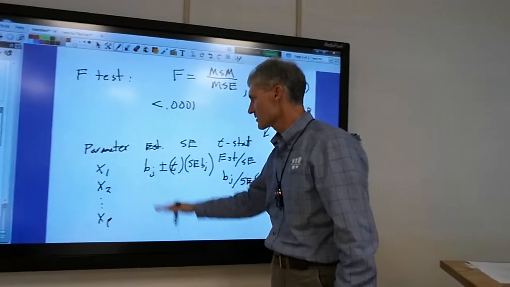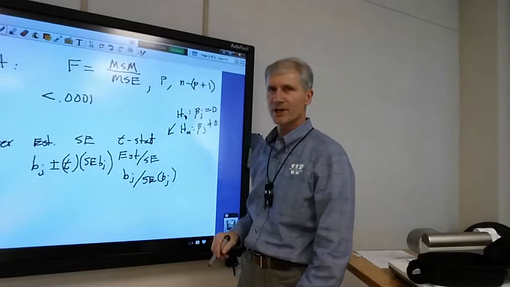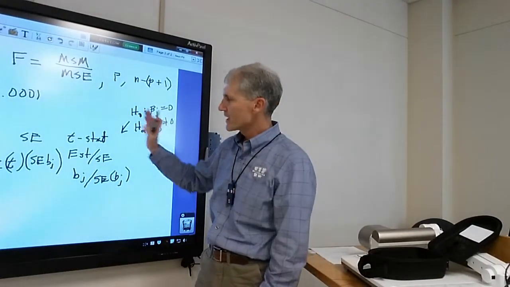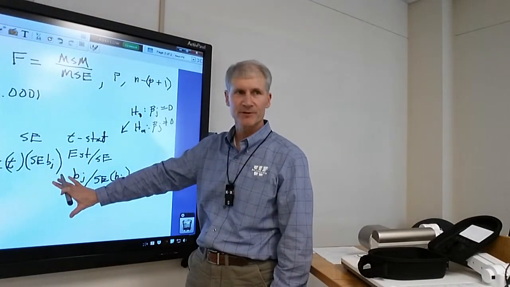Now I wrote that in the middle of this table, but it doesn't go under there. It goes over here. So that's inference on the beta parameters.